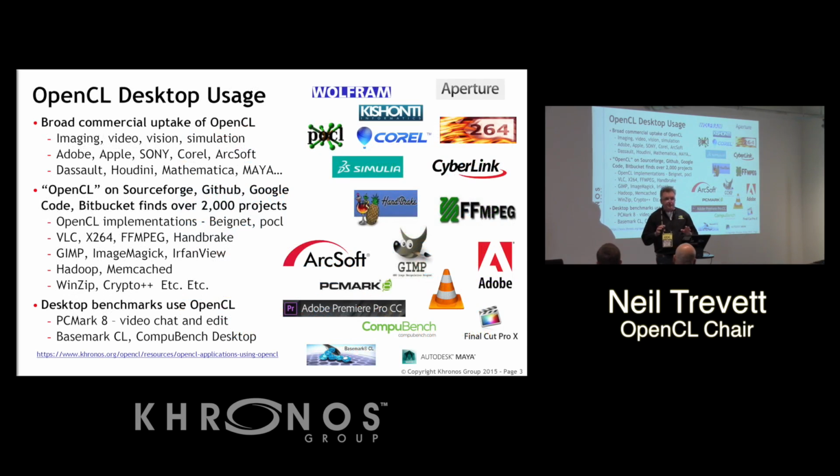But today we're here to talk about OpenCL. OpenCL is also pretty widely deployed in the industry now. So OpenCL is for compute acceleration, OpenGL for graphics, OpenCL for compute. And a number of different types of applications are now using OpenCL on both mobile and desktop platforms: imaging, vision, compute, simulation applications from companies like Adobe, Apple, Sony, Dassault in the CAD space, Houdini. Mathematica has an OpenCL backend. Anywhere where people want to get to compute acceleration, OpenCL is a great way of doing that.